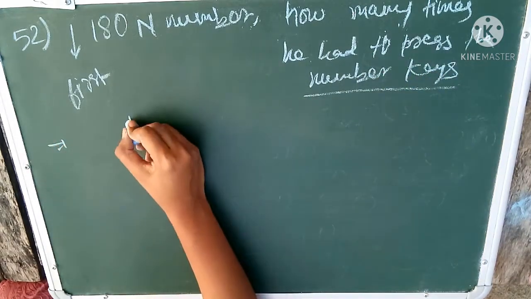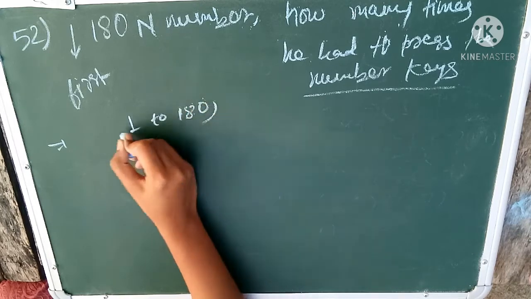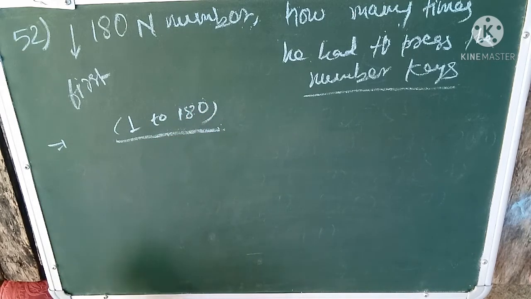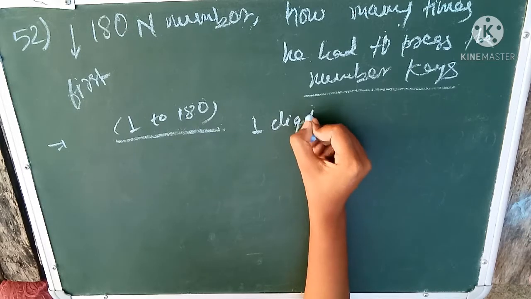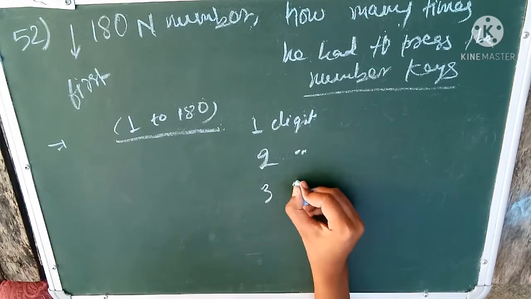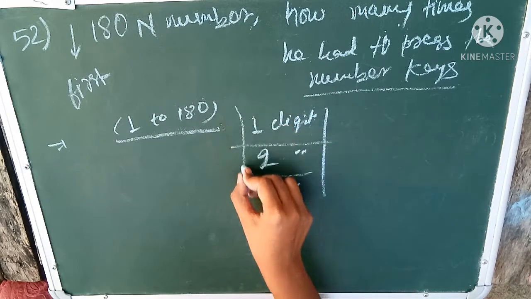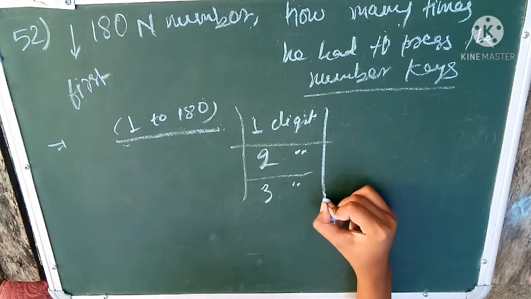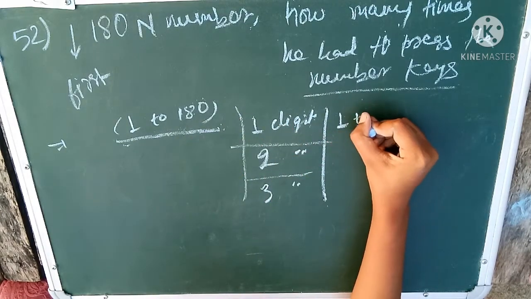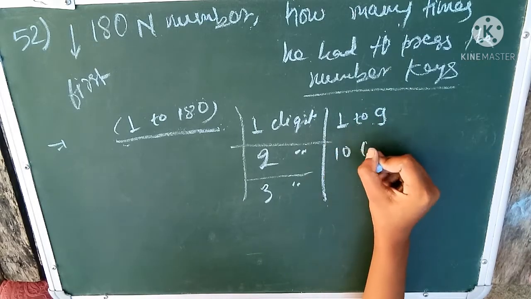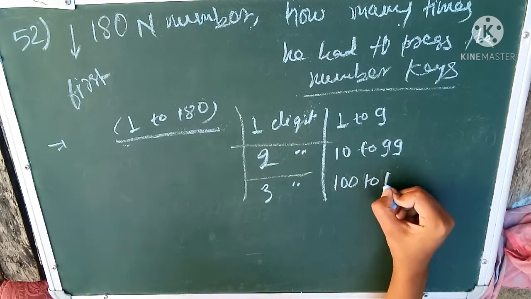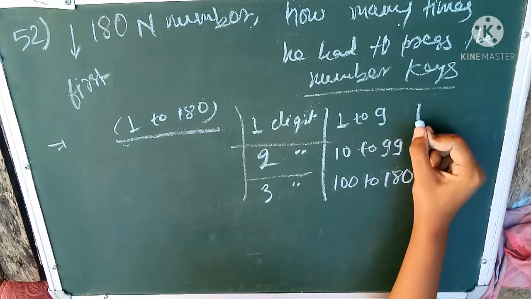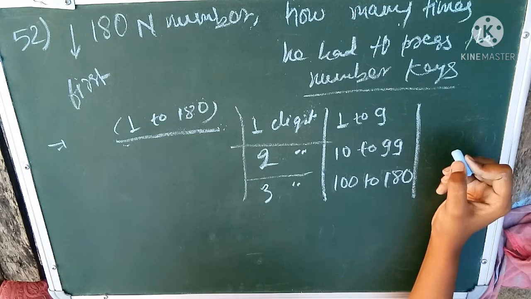So total here we have 1 to 180 numbers he needs to type. These numbers can be divided into 3 categories: 1-digit numbers, 2-digit numbers and 3-digit numbers. Here we have 1-digit numbers, that is 1 to 9, 10 to 99 having 2 digits, and 100 to 180 having 3 digits. So here we have to count each and every digit of the numbers.